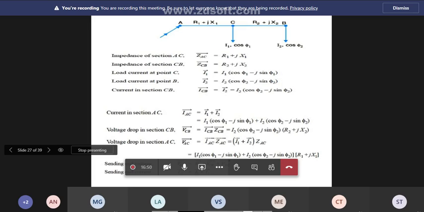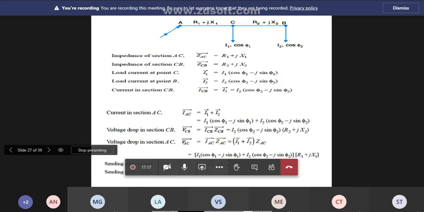Like that we have to remember for the given problem. First of all we have to find the impedance of each section, then find the current of each section, and then find the voltage drop of each section, which is the multiplication of current and impedance. In total, the sending end voltage VA is VAC plus VBC plus VB.